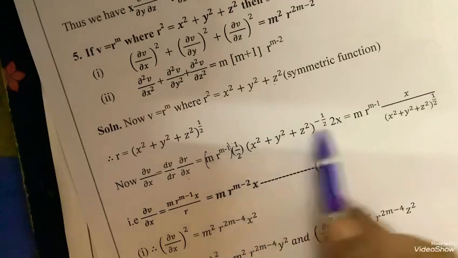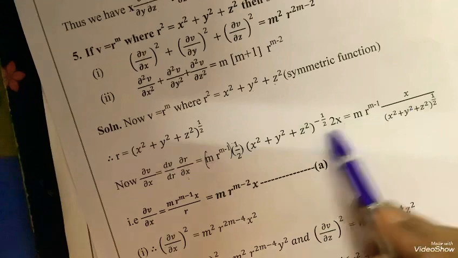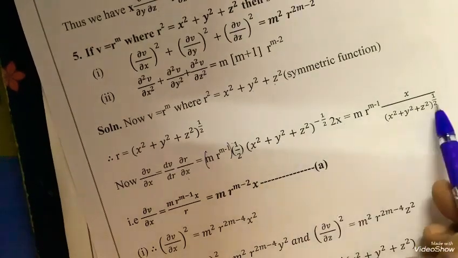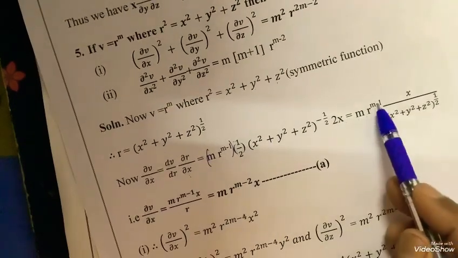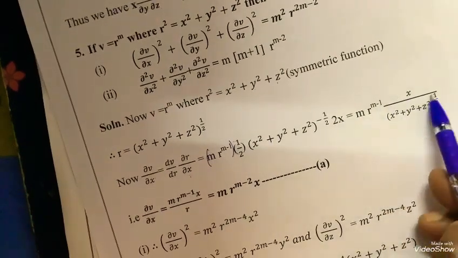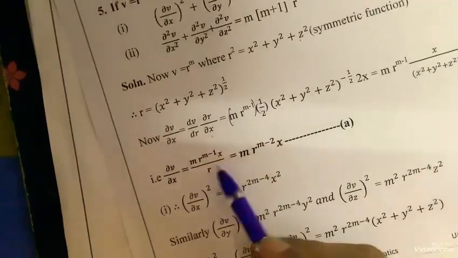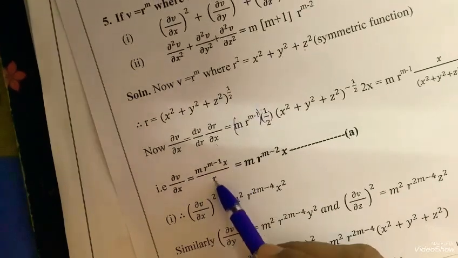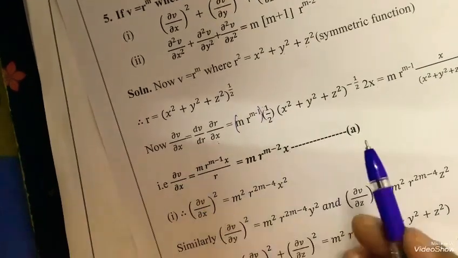Then this is m into r raised to m minus 1. This 2 and 2 cancel. X divided by x square plus y square plus z square raised to plus half. If you bring it to the denominator, it becomes half m into r raised to m minus 1 into x divided by r. This is nothing but r here because you have taken r equal to this. So this is m into r raised to m minus 1 into x divided by r. You bring r again to the numerator: m into r raised to m minus 2 x. So this is dou v by dou x. Similarly, you can write dou v by dou y afterwards because the function is symmetric.